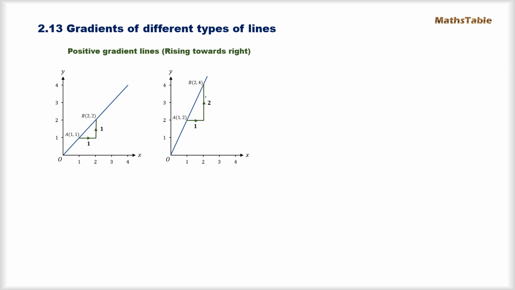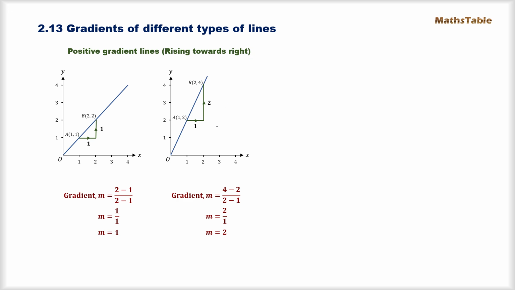So this shows that both of these lines are giving us a positive value of rise for each unit of positive run. And if we take the gradients of these two lines, we can see that both of the gradients are giving us a positive value. So such lines are called positive gradient lines, which rise as we move towards the right side.